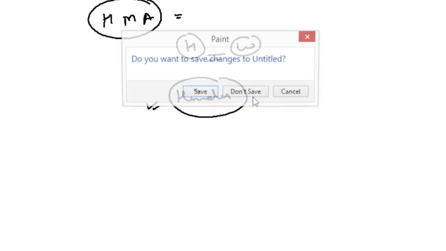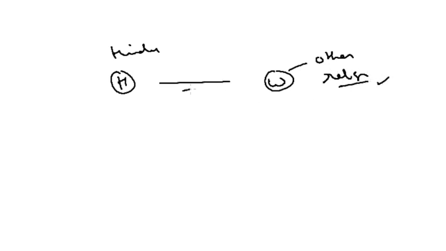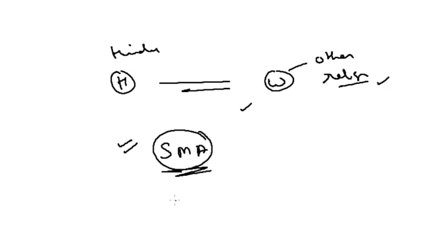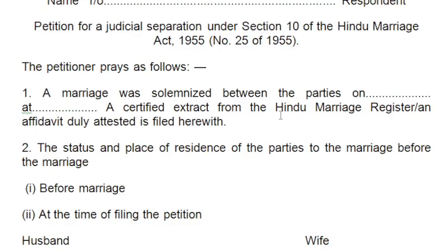But what will happen if the husband belongs to Hindu religion and the wife belongs to any other religion? This might be a situation. Then what will happen in this case? Then the Special Marriage Act will apply. Under that act, there is also judicial separation. The concept of judicial separation is given there. So you just have to change this subject according to the desired section of that Special Marriage Act, if the party belongs to any other religion.